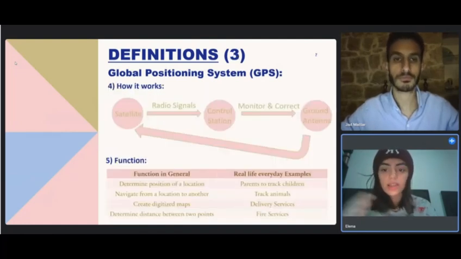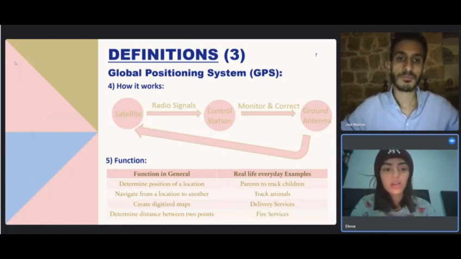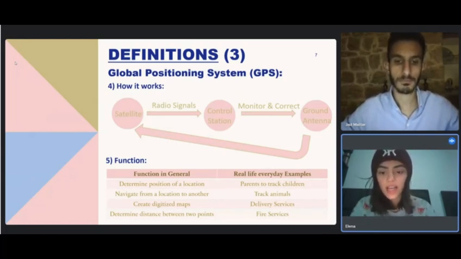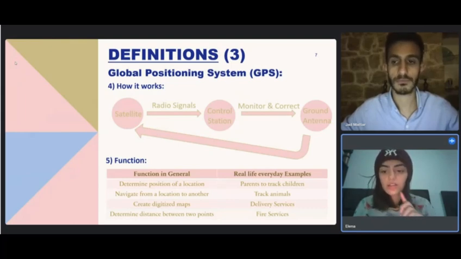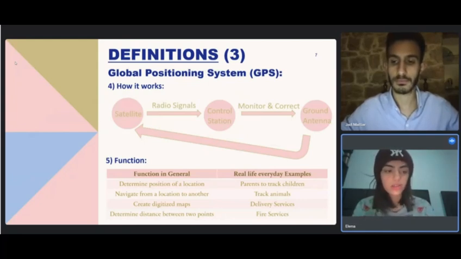The way it works, the satellite sends radio signals to the control station, which monitors and corrects the signals and then sends them back to the satellite using the ground antennas. The GPS has different functionalities, which can be categorized into general ones and real-life everyday examples. The general ones are the determination of the position of any location, navigation from one location to another, creating digitized maps, and determining the distance between any two points. The real-life everyday examples are parents tracking their children, tracking animals, delivery services, and fire services.